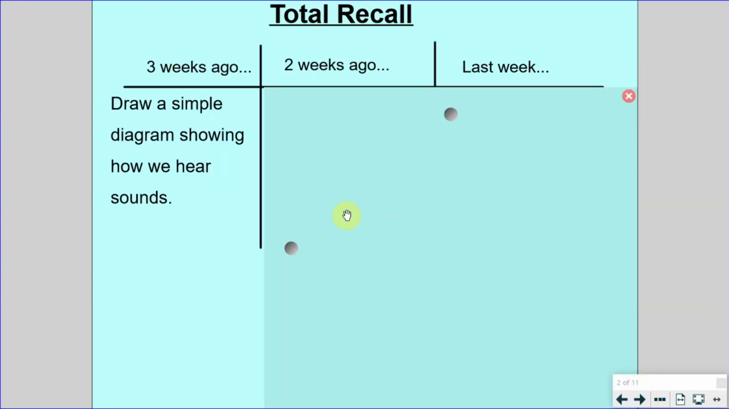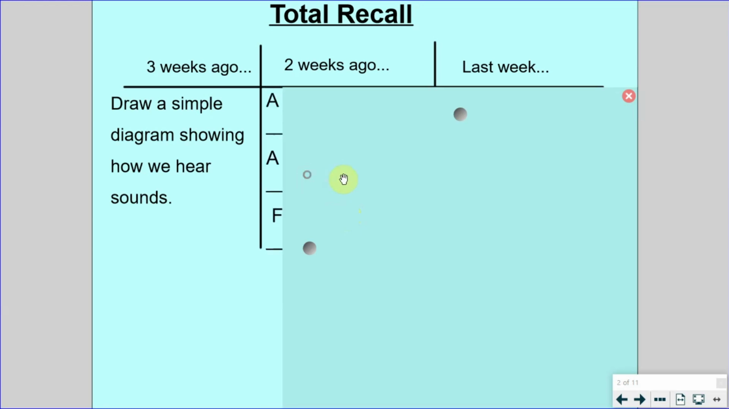I would like you to draw a simple diagram in your books under your title showing how we hear sounds. So think about including a sound source, something that makes a sound, showing how sound gets from the source to our ear and how we hear it. Okay, if you want to label it, add some words, some key vocabulary, you can.